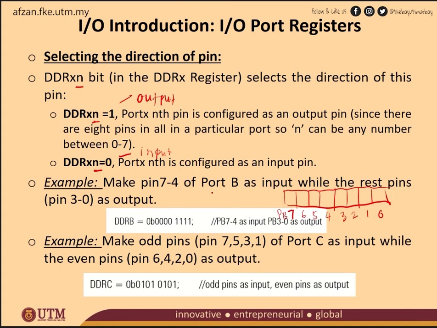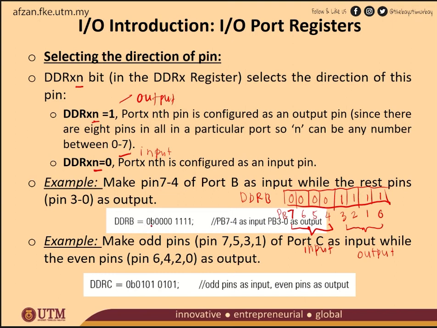Now what happens here is you want to make PB7 to PB4 here as an input, while PB3 to PB0 here as an output. So how are you going to make the first 4 bits here as input and the last 4 bits here as output? Make sure that you initialize your DDRB. Since this is port B, pin number 7 until pin number 4 as an input, you need to put 0000 to your DDRB, while for this one you need to put 1111 to your DDRB. Okay, so this is what you're going to write.